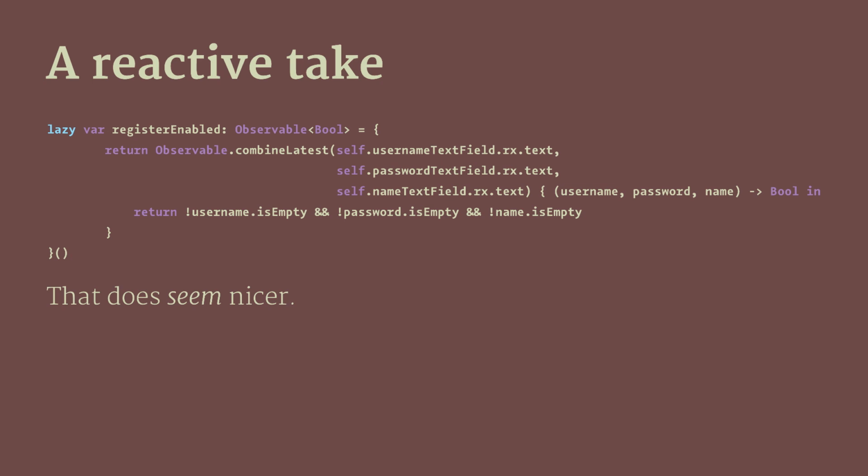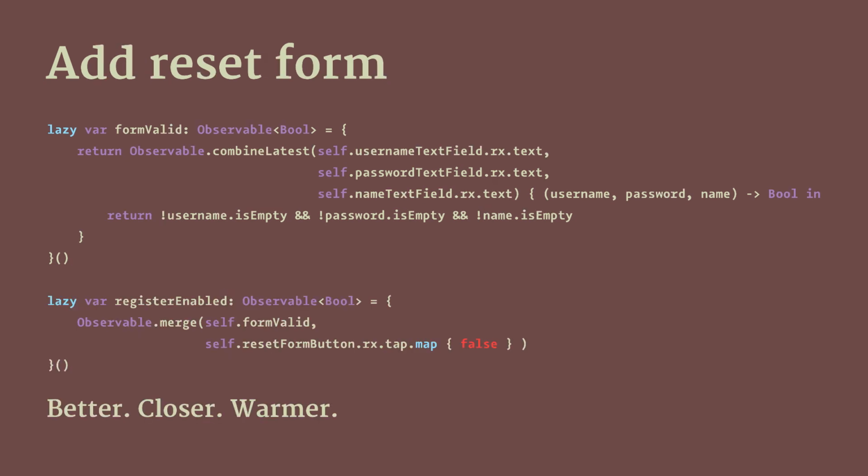So we still need to add the reset form. So we've got a little bit more code now. We've taken what we previously had in the register enabled observable, and we moved it into a form valid observable instead. We just basically renamed it, the part at the top. And the other thing we introduced at the bottom is we're going to merge two observables. One is the form valid, which was previously register enabled. So now we're going to merge that. That's going to send a true or false whenever one of those text values changes.